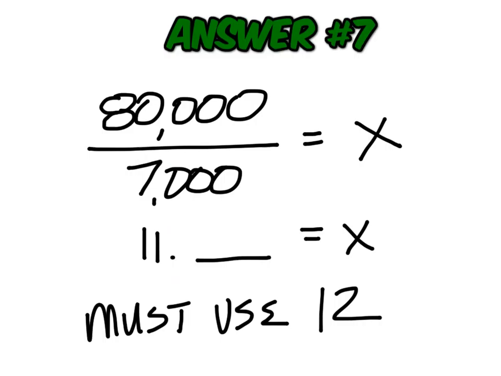Now on this one, I think you had to haul gasoline, and you had to haul 80,000 gallons of it, but the truck only holds 7,000. So if you divide 80 by 7,000, you come up with 11 point something, but that means you're going to need 12 trucks to haul everything, so it should be 12.